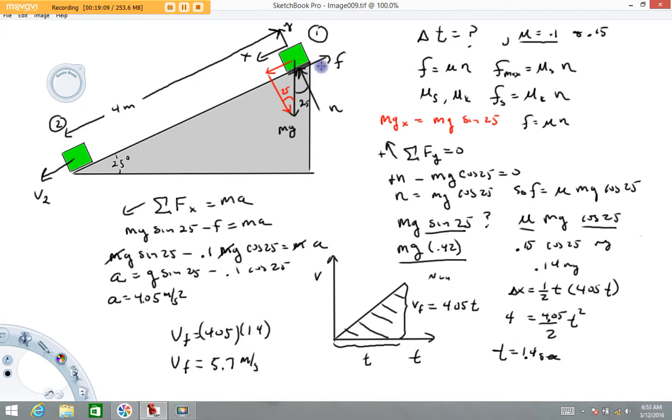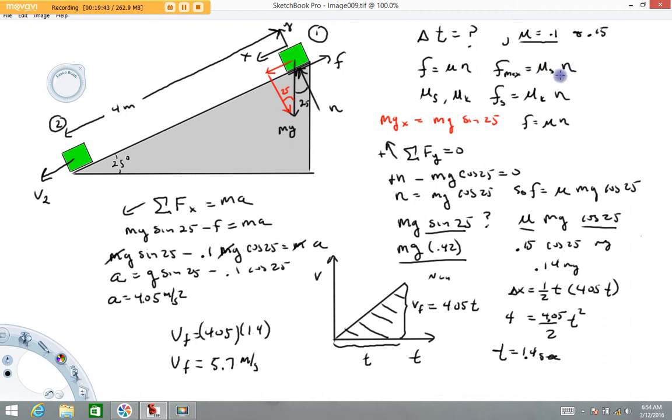Before you can proceed, you really have to determine whether or not this thing is going to start accelerating or not. And the way we do that is we compare the maximum possible frictional force to the force component that's in the other direction. And that's what I did right in this region here. mg sine 25 is that force component. Think of it like this. It's the force component trying to accelerate this down the incline. The frictional force can be written, normal times the coefficient of friction.